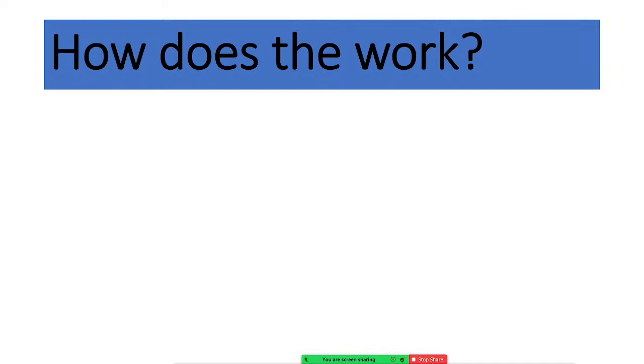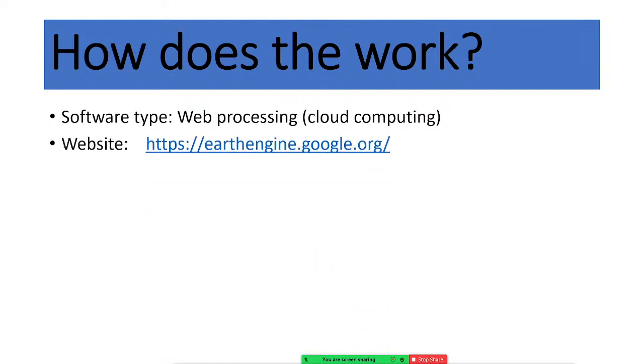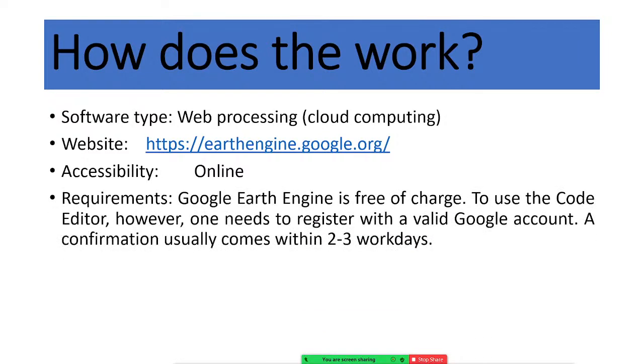Currently JavaScript and Python are supported, but JavaScript is more advanced, and in this training I will use the JavaScript API. It is web-based processing, totally cloud computing, and you don't need to download any software. This is the main website, earthengine.google.org, and accessibility is online. You must be connected online, it's totally free, and you just need to register for a Google Earth Engine account with your Google account.